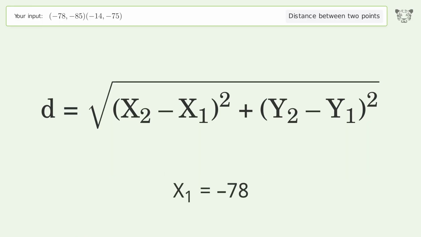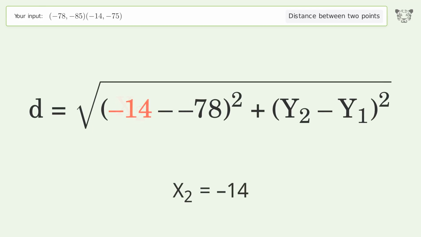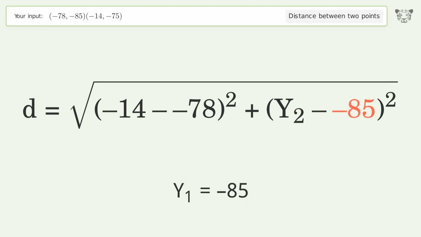x1 equals -78. x2 equals -14. y1 equals -85. y2 equals -75.